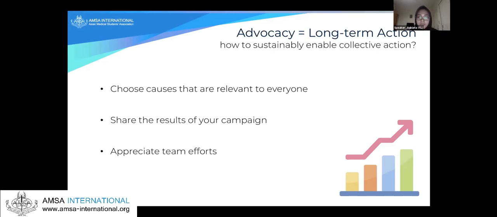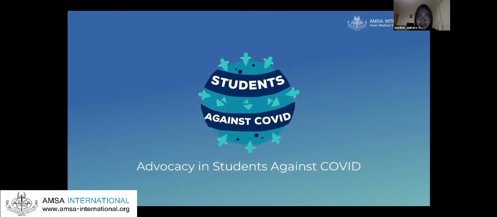And not only will your current team be supportive toward the cause, you can also recruit more people. And periodically, you should also share the results of your campaign to your team, because that way they can know that they're actually doing something, that their efforts are impacting people. And lastly, you can also appreciate team efforts by giving them awards or gifts. And so this is advocacy within SAC.